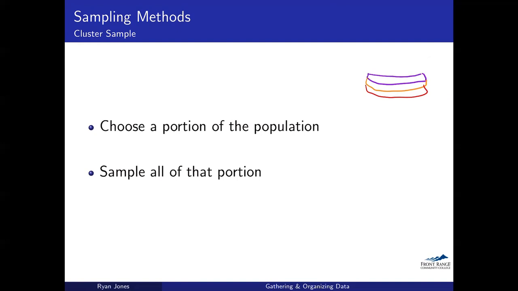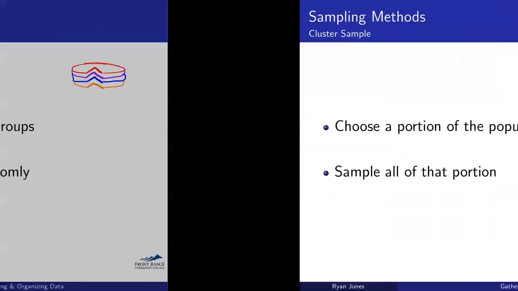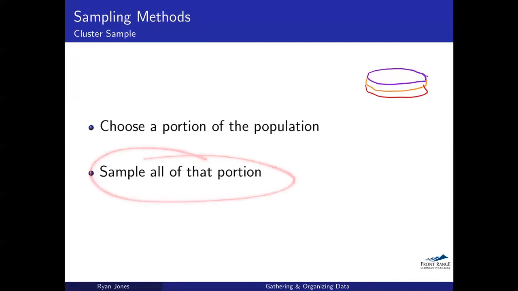And so this idea here is basically just that we're going to choose a portion of the population. Maybe if we're at a college, we're going to choose all of the sophomores, and then we're going to sample all of that portion. And that would be cluster sampling. So we use that word cluster because we're splitting everybody into groups, and then we're going to take a large cluster and we're going to sample all of that. So the differences between stratified and cluster sampling are that after we split the population into groups, which we do in both of them, in stratified sampling, we choose within each group randomly. And in cluster sampling, we pick one group and we sample all of that.